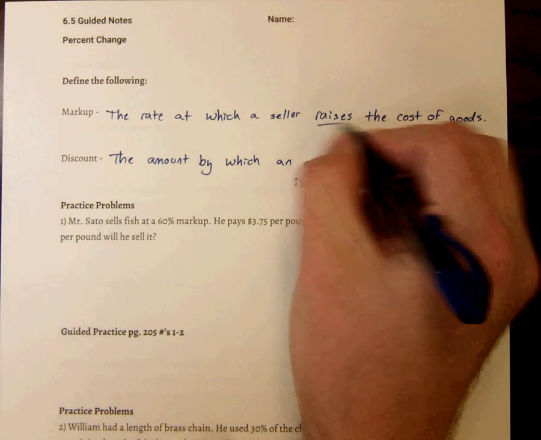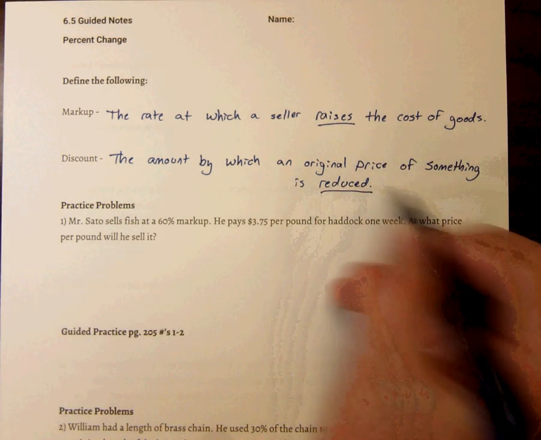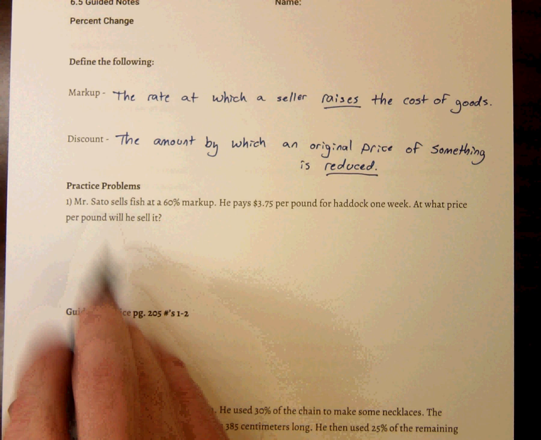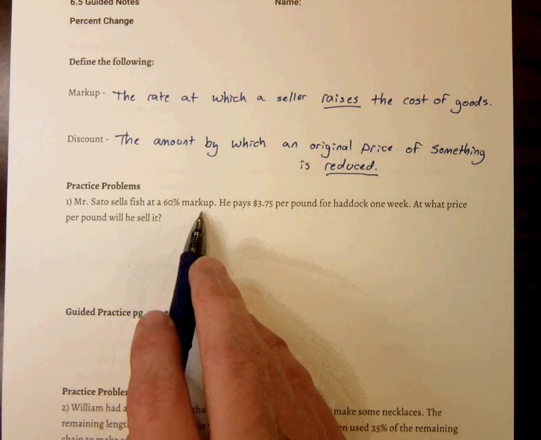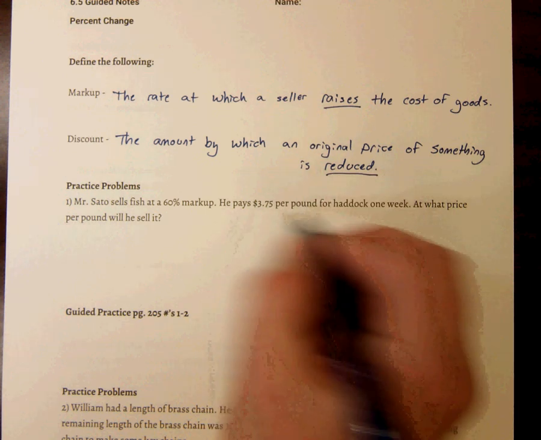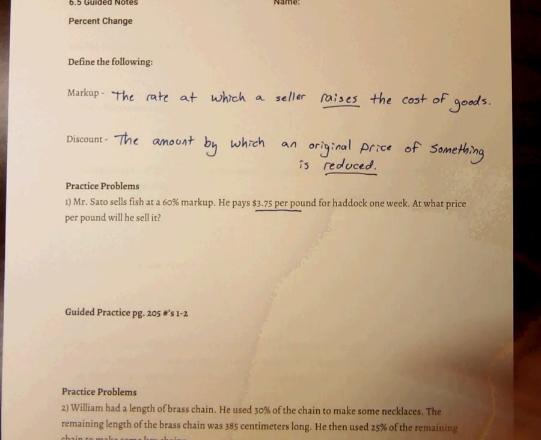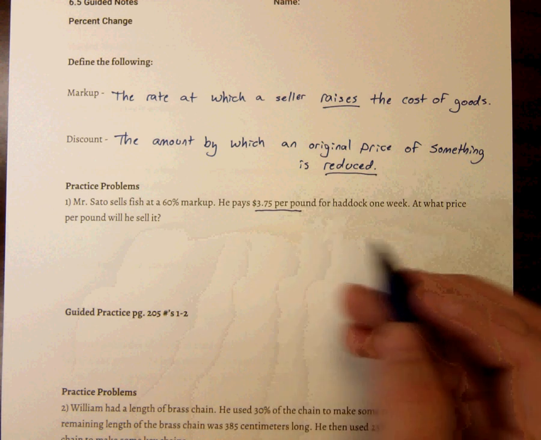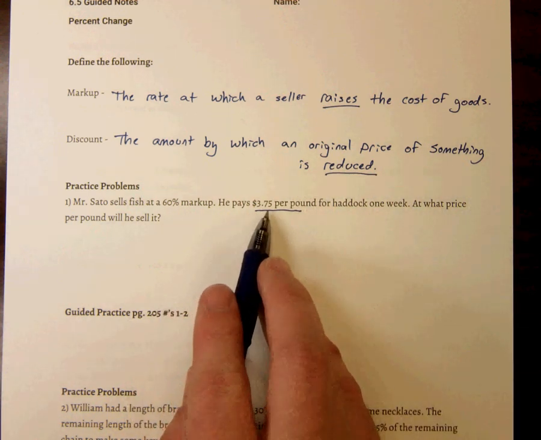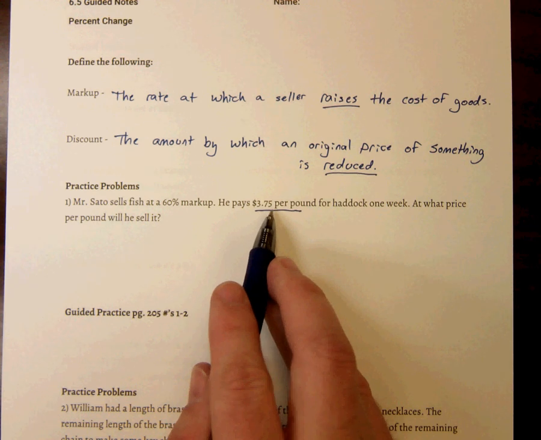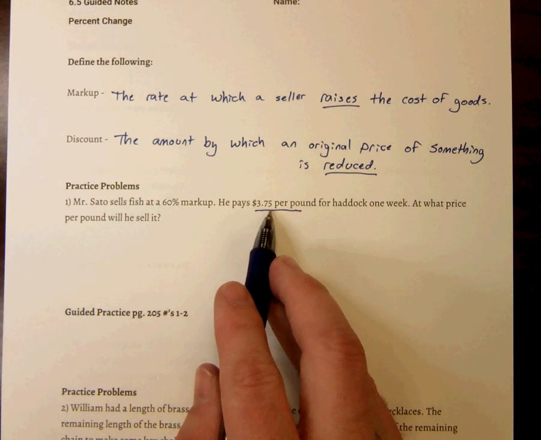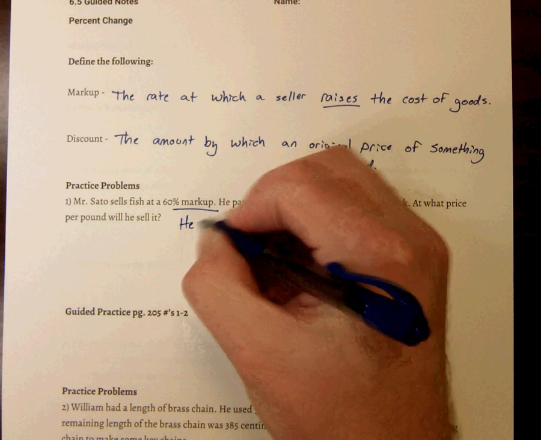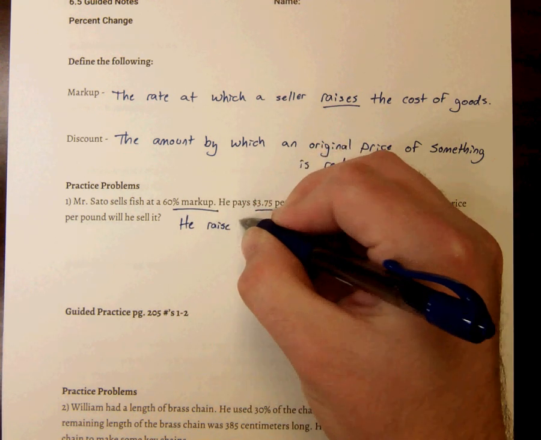Our first practice problem is Mr. Sato sells fish at a 60% markup. He pays $3.75 per pound for 1 week. At which price per pound will he sell it? So if he buys the fish for $3.75 per pound, he doesn't want to sell it for $3.75 per pound because he won't be making any money. So he needs to mark up the price. So what's he going to do? He is going to raise it, meaning markup, the price 60%.